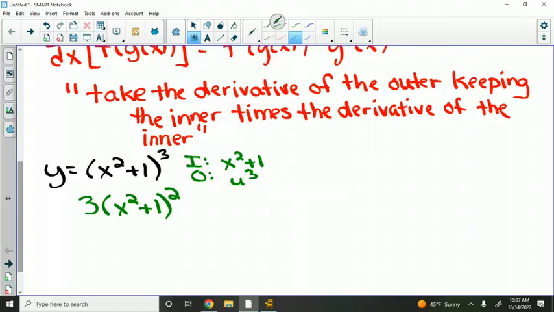But don't change the inner yet. So derive the outer, keep the inner the same, times the derivative of the inner. So we derive this part right here, 2x. There's our derivative. And so then just like everything else, if I said, hey, what's the slope at 1 or what's the slope at 100, we would just plug that in to our derivative and we would know at that moment what our slope is. But this is our answer for a composite. Not too horrible, right?